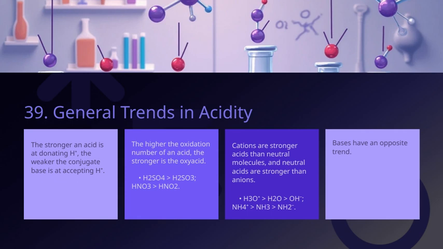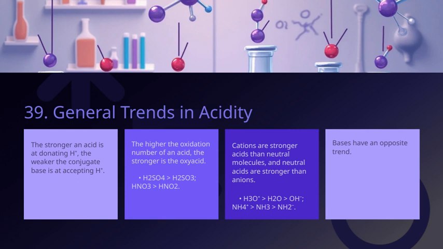This pattern highlights that cations generally tend to be stronger acids than neutral molecules, and neutral acids are stronger than their corresponding anions. When we compare oxyacids, like H2SO4 and H2SO3, the one with more oxygen atoms, H2SO4, tends to be the stronger acid. The same goes for nitric acid compared to nitrous acid. HNO3 is stronger than HNO2.